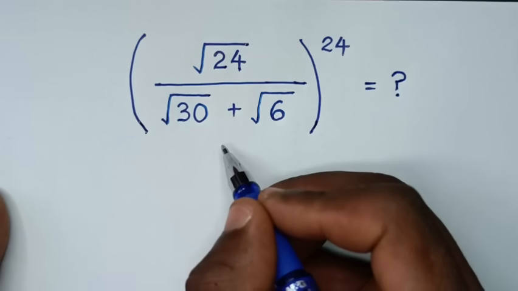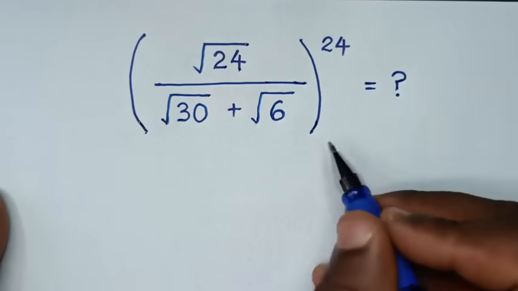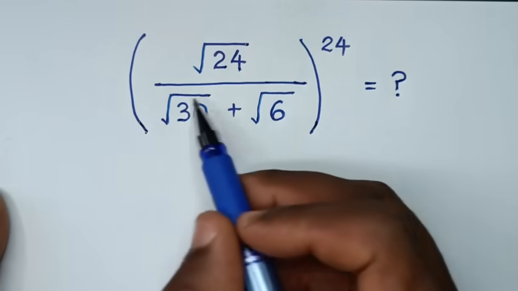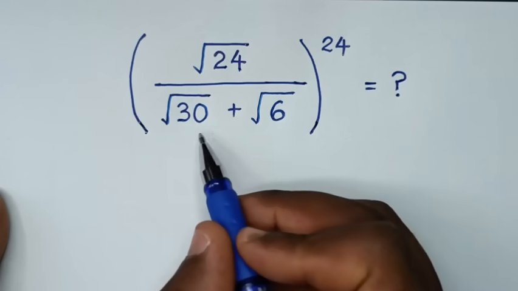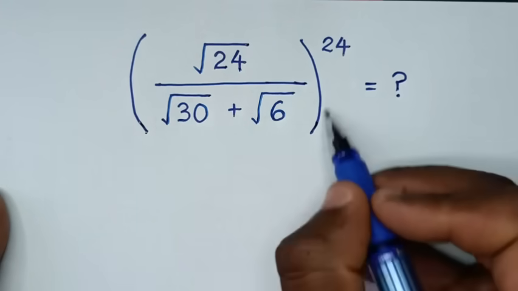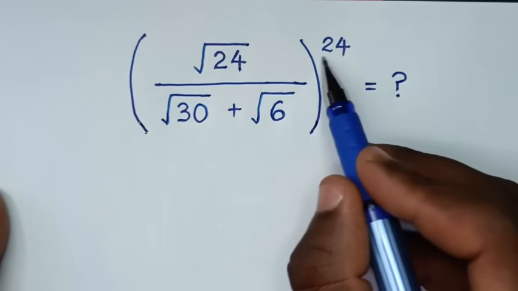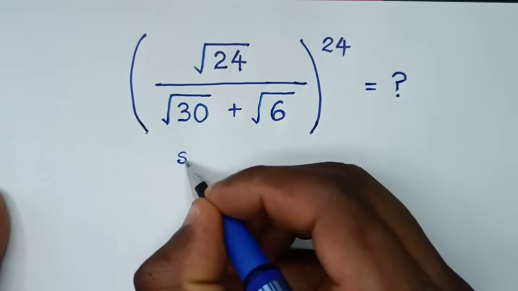Hello, you are welcome to solve this math problem: square root of 24 over square root of 30 plus square root of 6, bracket power of 24. Now, solution.